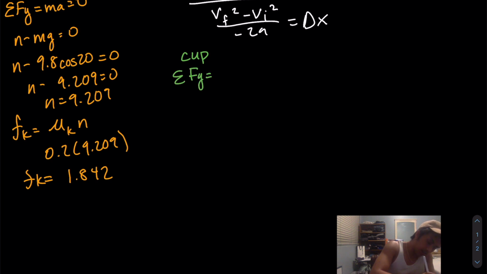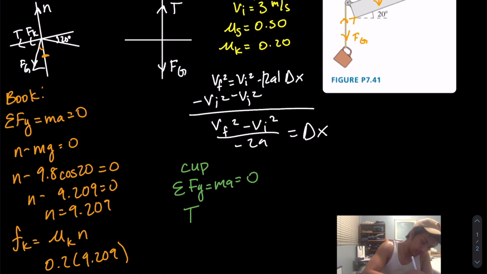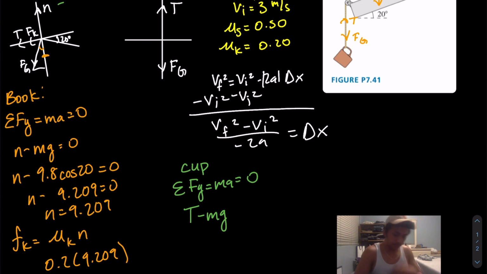Now for the cup, the sum of the y's: that's tension, because it's going up, tension minus mg. I'm taking everything as positive in the positive direction and negative where the direction is negative. In the book part, the N is going up, which is why I put it first, and then I put the mg negative. So I got T minus mg equals ma.